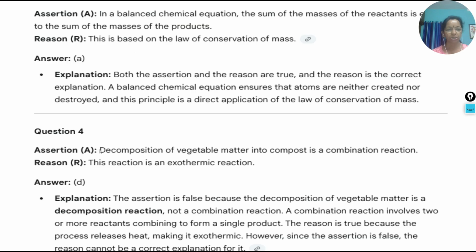And the next assertion reason: the decomposition of vegetable matter into compost is a combination reaction, exothermic. Actually, decomposition itself is given. It is coming in the next topic, types of reactions. This decomposition of vegetable matter is coming. Decomposition itself means it is not a combination. So the answer is D. A is false, but R is correct.